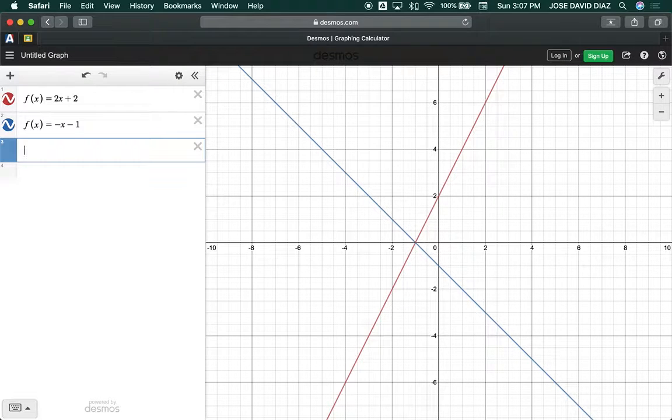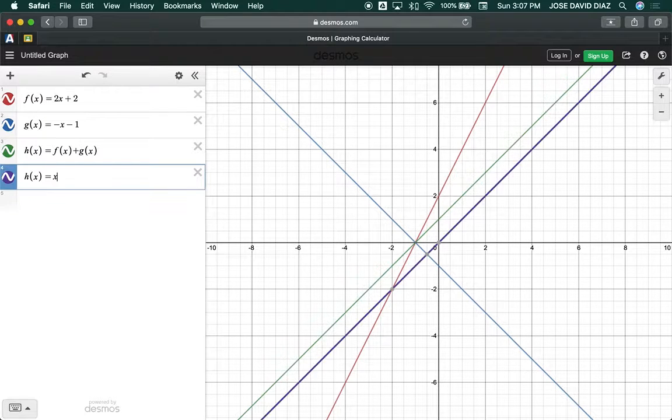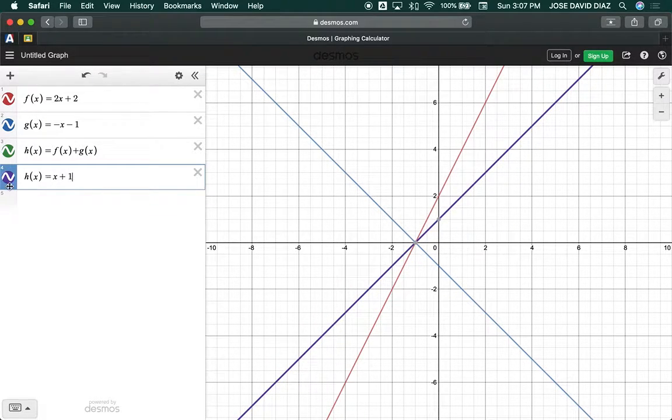Now, when I do the addition, not the composition, but the addition, let's see if this works. No, that doesn't work. But I have to do h of x. This was supposed to be g. So I want to call this h of x as the new function, which will be f of x plus g of x. And if we did it correctly, then we should just be able to type in h of x equals x plus 1. And that matches, right?